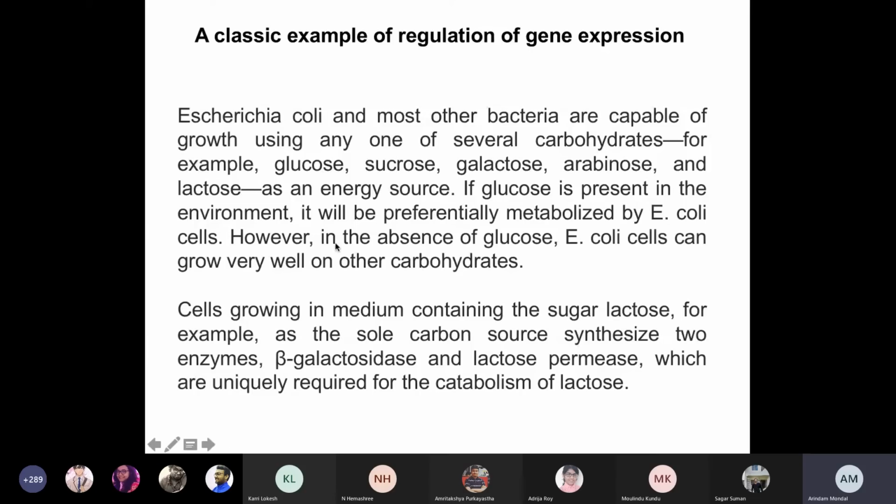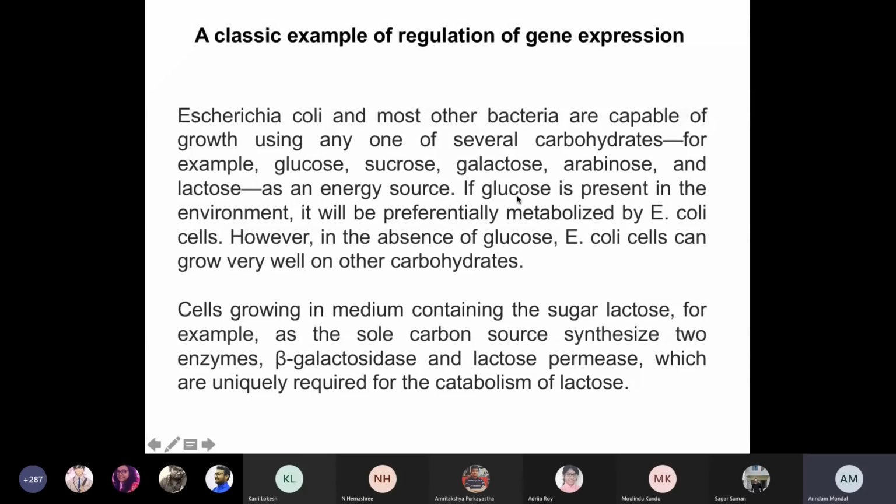Now, usually E. coli, one particular class of bacteria, and most other bacteria are capable of growth using any one of several carbohydrates. For example, glucose, sucrose, galactose, arabinose, and lactose as an energy source. The same is true for us as well. Whenever we are eating something, we look for glucose. We need glucose, which can be metabolized to produce ATP. That's a major source of our energy. Same for bacteria. But bacteria would like to have a simpler source of energy because their metabolism is simpler.